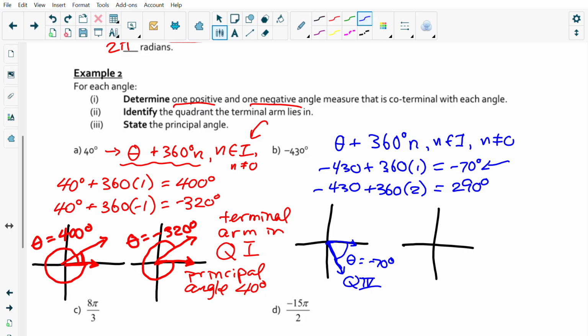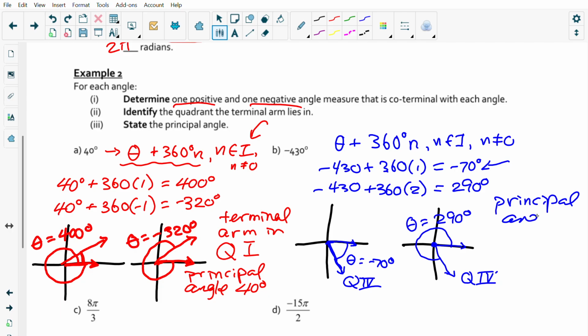Okay, let's think about the positive rotation angle, so coterminal angle. We're going 290 degrees, so I'm going to start with my initial arm. Positive angle, so I'm going to go counterclockwise, so there's 90, 180, 270, and then 20 degrees more is right about there. And you can see it ends up in the same quadrant. So this is theta equals 290 degrees, and this is also a terminal arm that ends in quadrant 4.